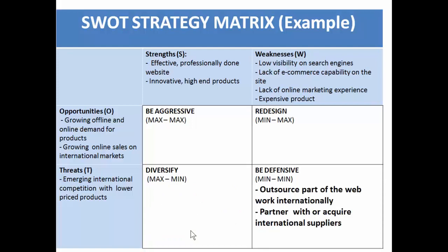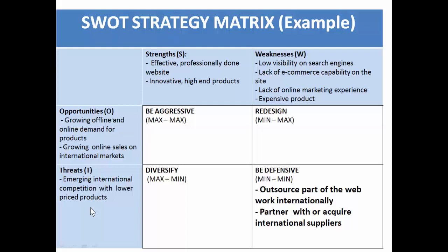And finally, we are trying to match our weaknesses with our threats and see what we can do about them. We can be defensive, of course. Number one, we might want to partner with some international suppliers, for example, in order to be much more competitive. As you can see, being competitive is really important at this stage. Also, we might want to outsource part of the web work internationally, in order to not only address our weakness of lack of online marketing experience, but also address a possible threat in terms of emerging international competition with lower priced products.